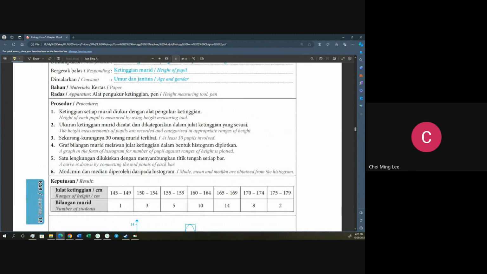So let's see. The height of each pupil is measured by using the height measuring tool. Then we record the height measurement and categorize them according to the range of height, like this. At least 30 pupils are involved, to create enough sample size. Then a graph in the form of a histogram of number of pupils against the range of height will be plotted. The curve will be drawn by connecting the midpoint of each bar. Then we state the mode, mean, and median.